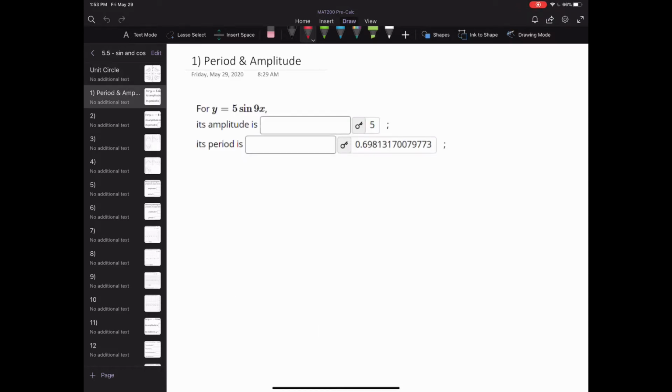Okay, for y equals 5 sine of 9x, its amplitude is this number, so you can see that's 5, and the period is, now here's the thing, this number over here. If that was 1, then your period would just be 1. What a period is, is how many times it fits into a full revolution. If you want to think about 2 pi as being around the whole circle, like if this was your coordinate plane, you start here, you went around and you came back, you ended here.